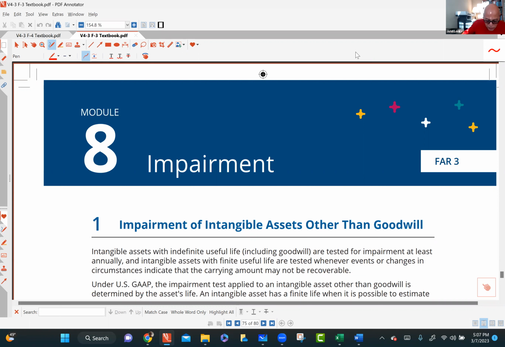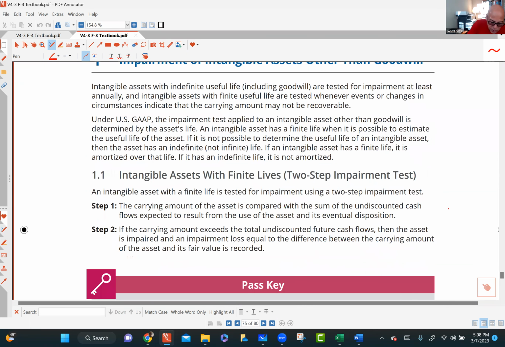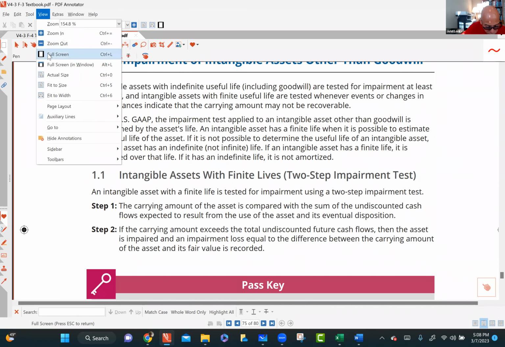Okay, so let's just come over and take a look. And we see that when we're dealing with, and again, they're talking about intangibles, if it is an intangible with a finite life, and again, this is the same thing we would do for a fixed asset. Put my computer in full screen here.